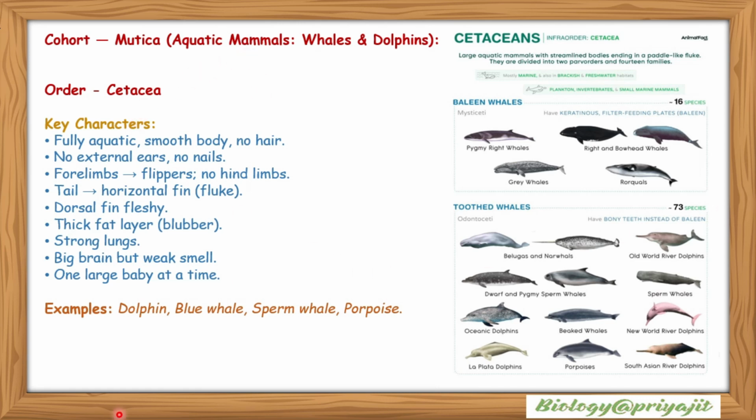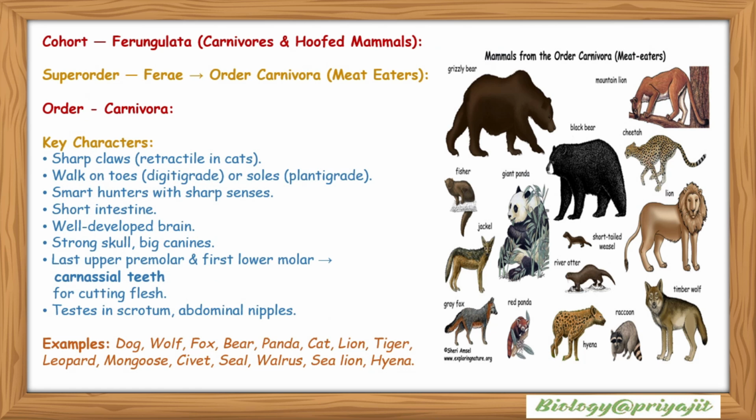Order Cetacea has key characteristics like: fully aquatic, smooth body but no hair, no external ears or nails. Forelimbs are flippers, and no hind limbs are there. The tail is a horizontal fin or fluke. The dorsal fin is fleshy. They have a thick flat layer called blubber. Strong lungs, they have a big brain but weak smell. One large baby at a time. Examples: dolphin, blue whale, sperm whale, porpoise, etc.